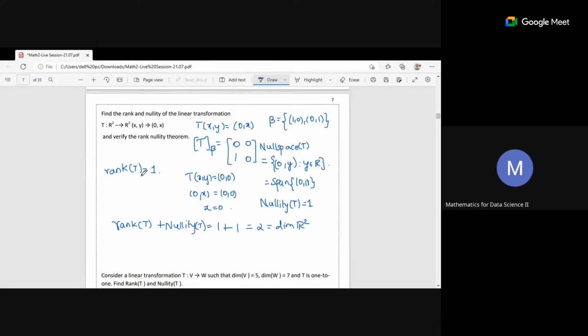So you are saying since rank is 1, it is a 2 by 2 matrix, nullity should be 1, because there is one independent variable. In that case, yes, you can say it that way as well. Of course, yes. Okay. Fine. All right.